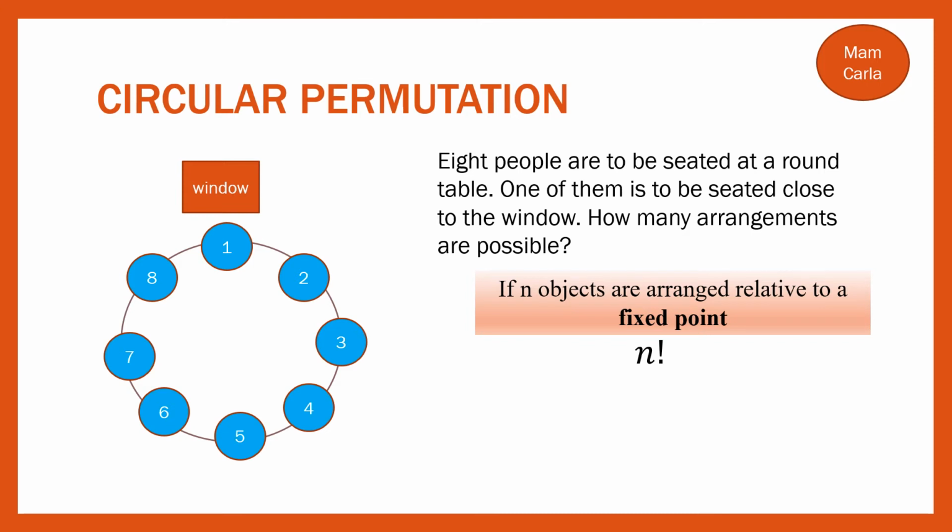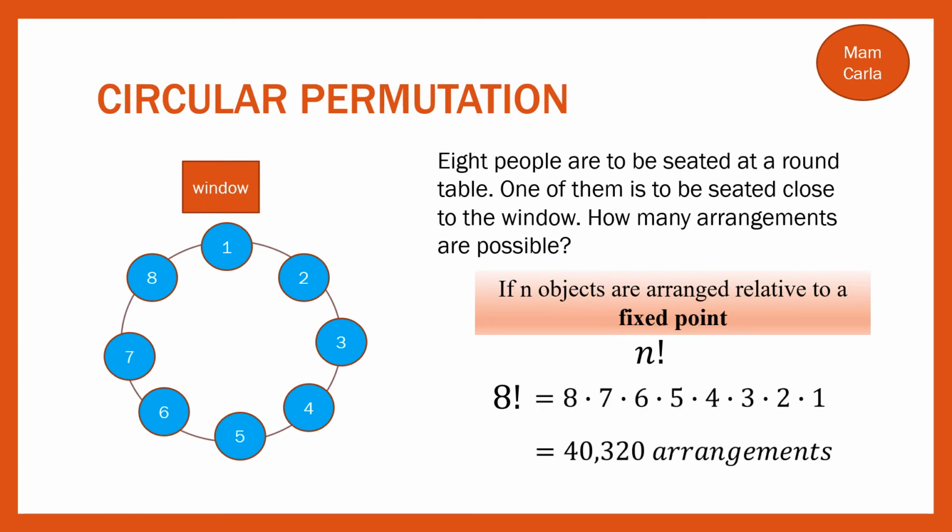Even though the objects are on a circle, the permutations are linear since a reference point has been established. So it means that we need to get 8 factorial. And the value of 8 factorial is 40,320 arrangements.